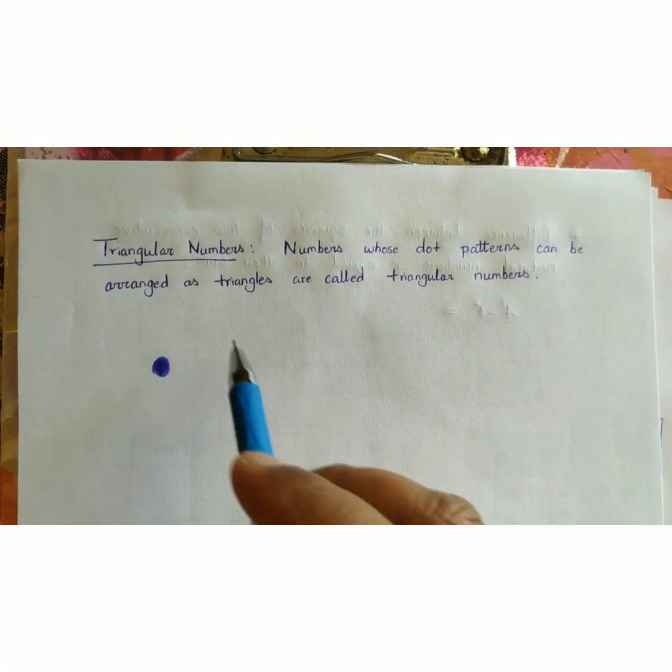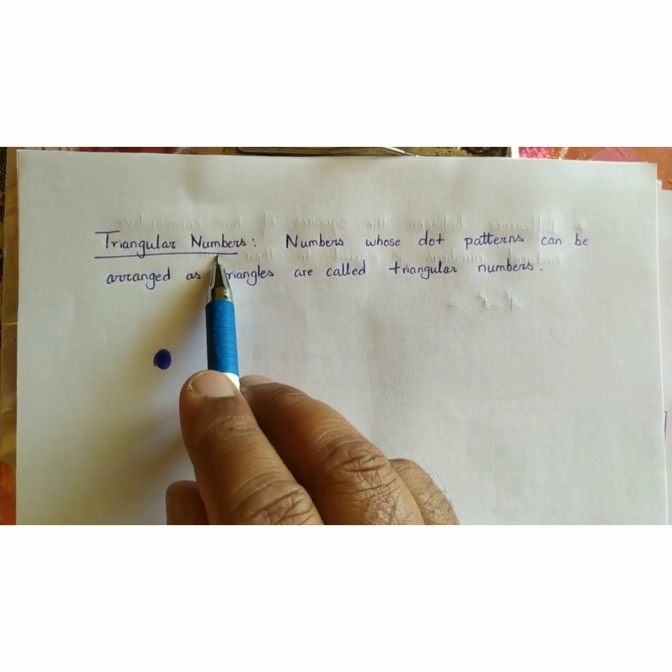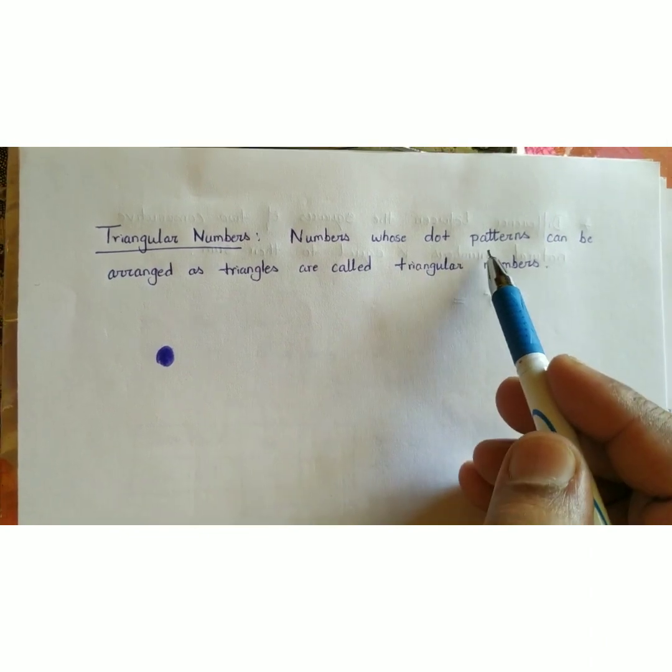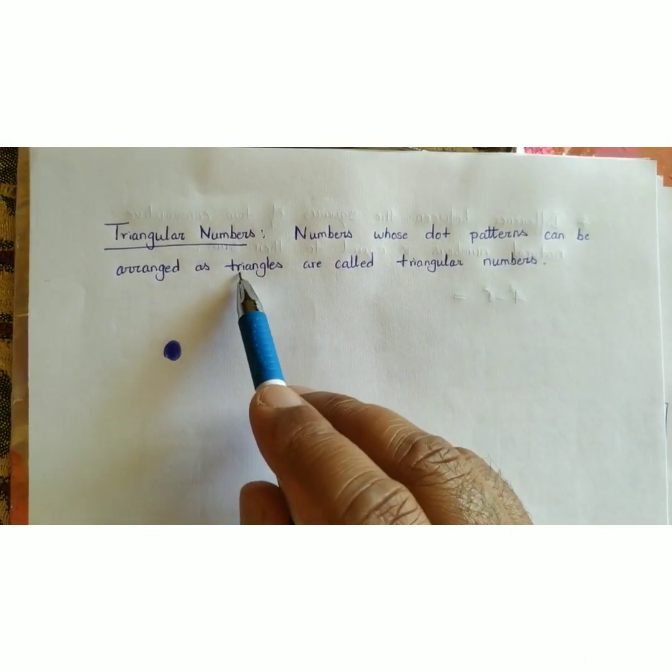Today we will discuss some important topics. First is triangular numbers. Triangular numbers are those numbers whose dot patterns can be arranged as triangles.